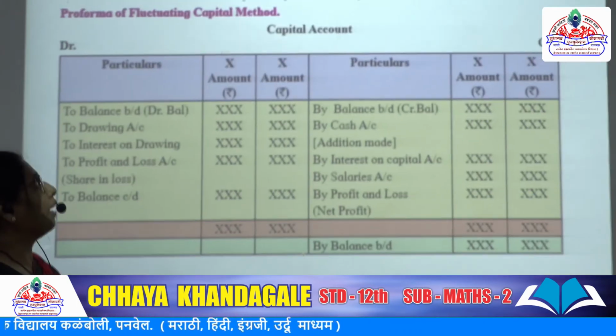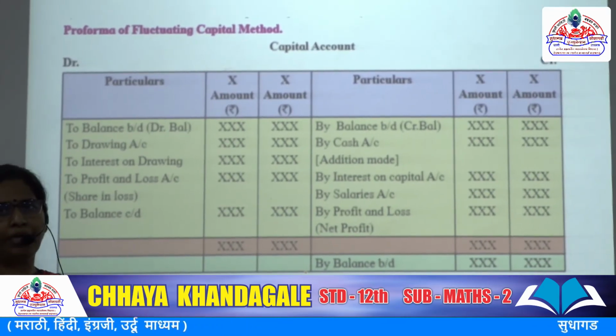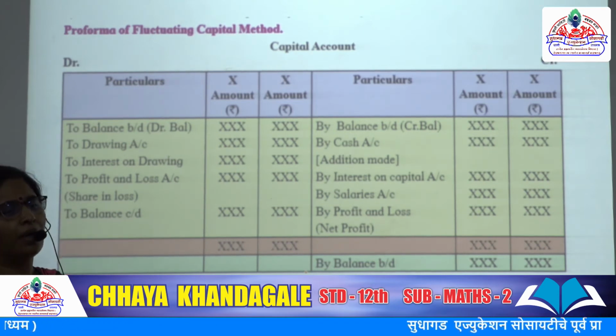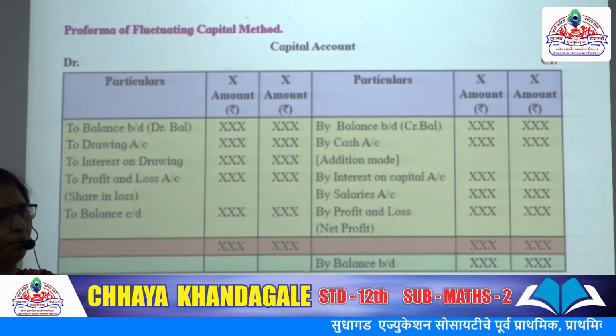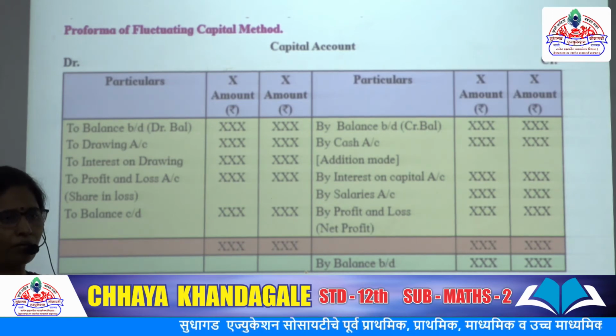Okay, now fluctuating method. First we have completed the fixed capital method. In this what we have done, capital account and whatever other current account, two accounts were prepared.